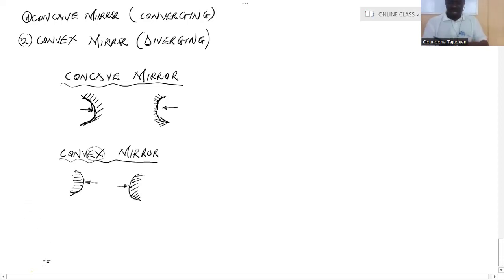Definitions, they are easy. Let me just draw concave because I like concave too much. If you have concave like this, sorry about my diagram. If I draw like this, straight like this, here will be the pole. Here is where we have the principal focus. Here is the center of curvature.